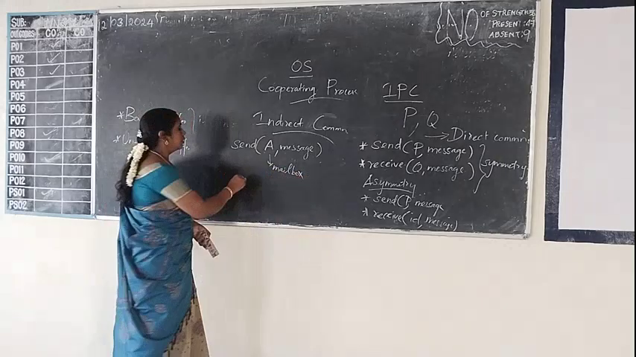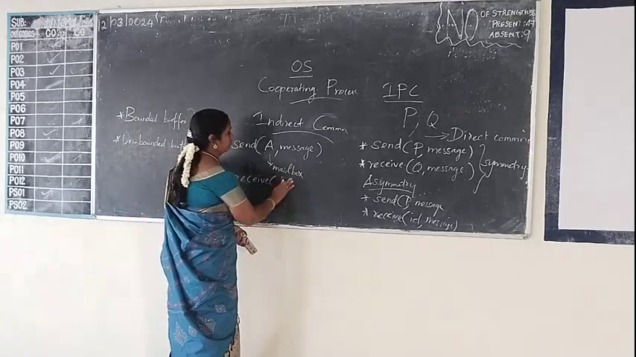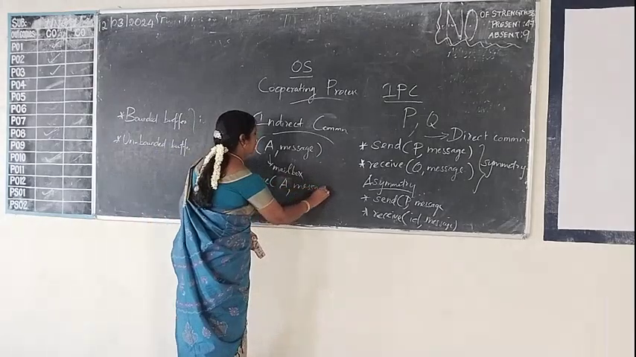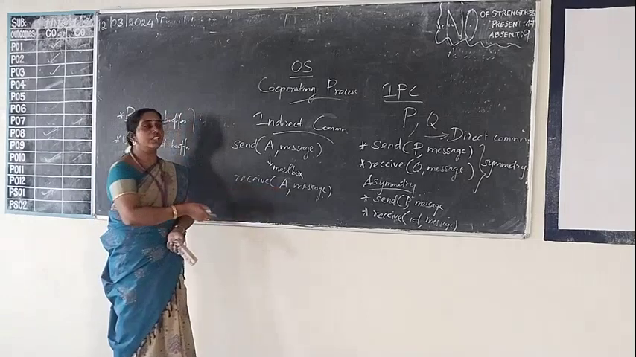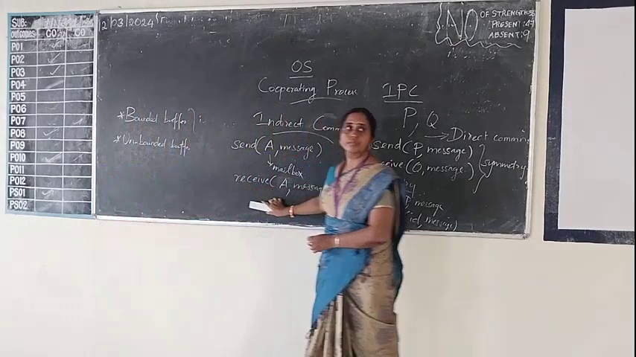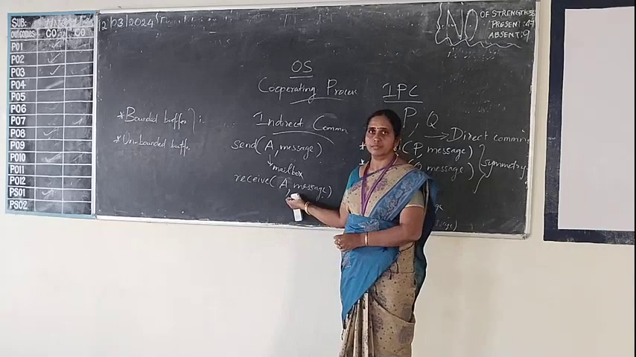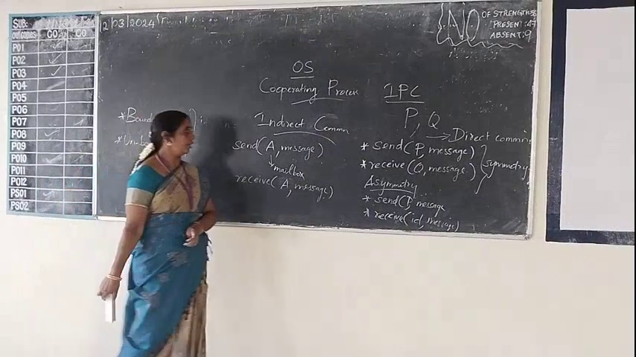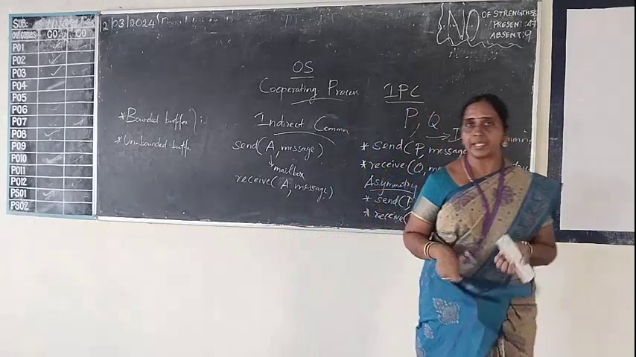Then receive. Like that, there is receive message also. Receiving a message from a particular mailbox A. This is called indirect communication. Okay, there are two types of communication: direct communication and indirect communication.